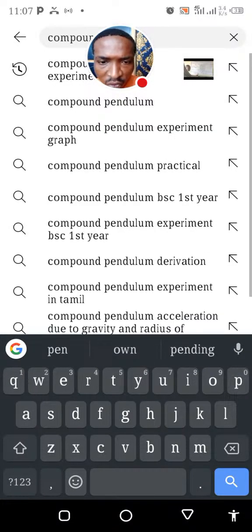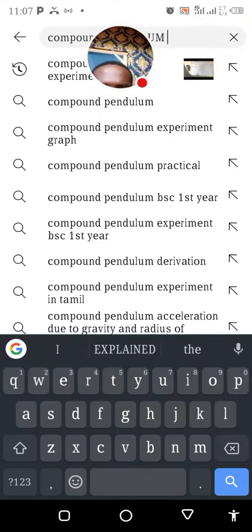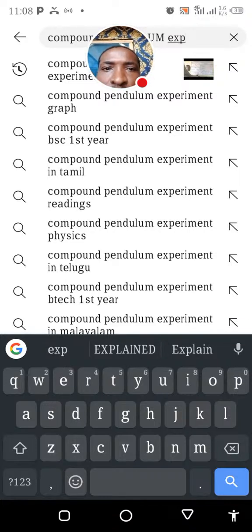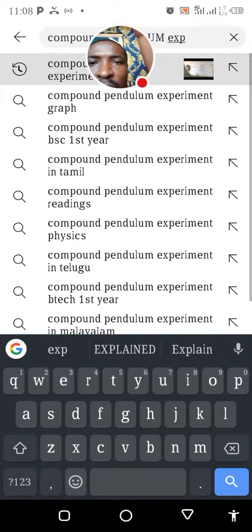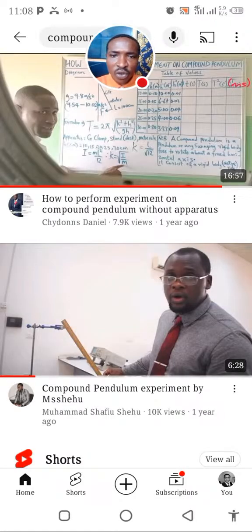Okay, I was supposed to save some of them, but I didn't. Compound pendulum experiments. So let me do that quickly, so that you see how it looks before you go to the lab, if you are watching this video before going, or after you must have gone to the lab.